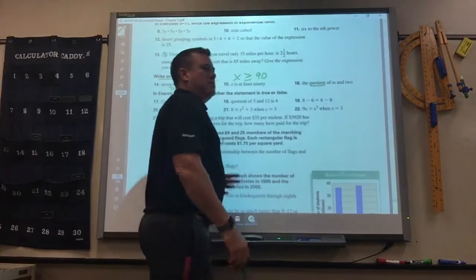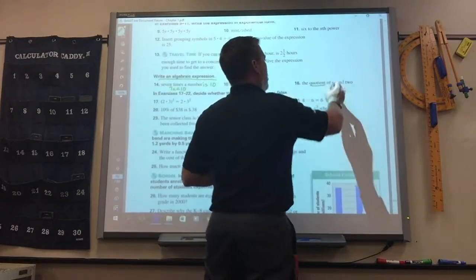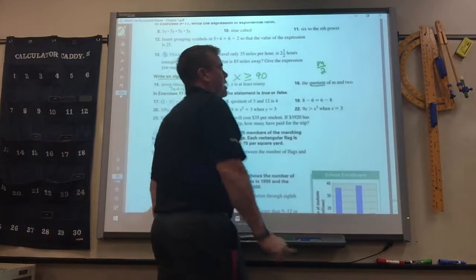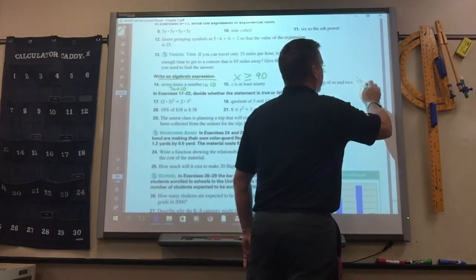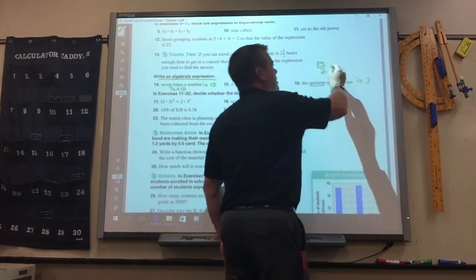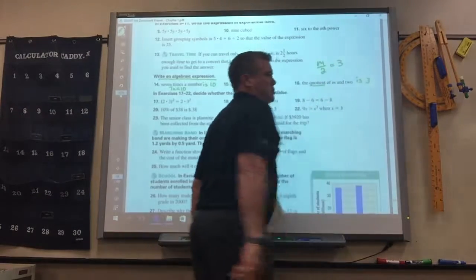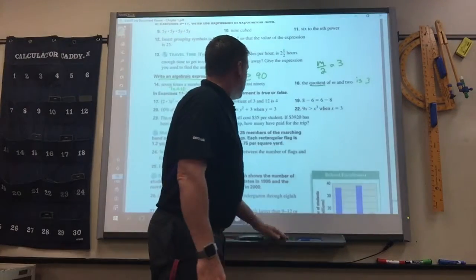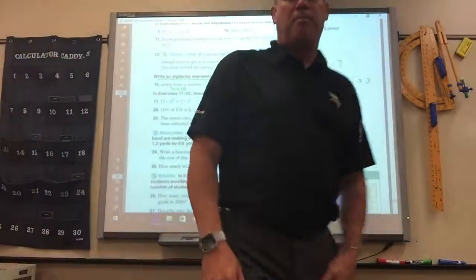Quotient means to do what? Divide. So the quotient of m and 2 is just m divided by 2. So again, remember if they throw in something like that, is 3, that just means equals 3. Okay? So that's everything on there.